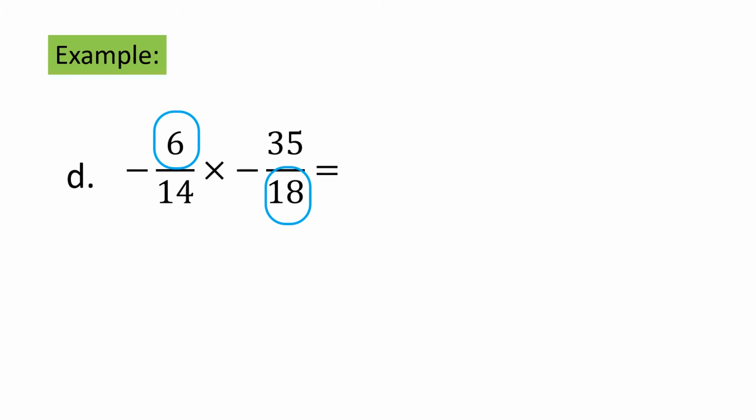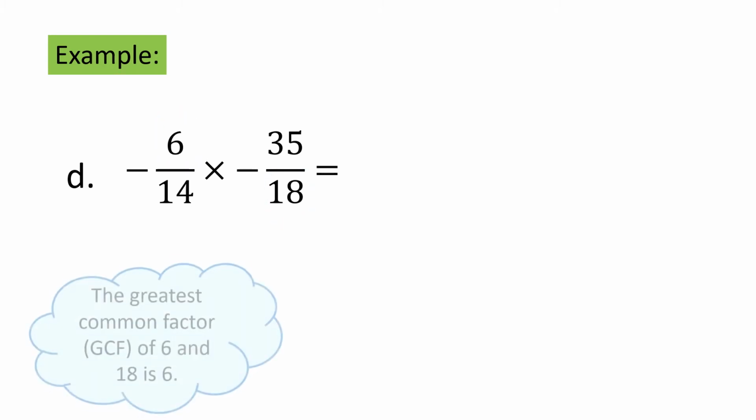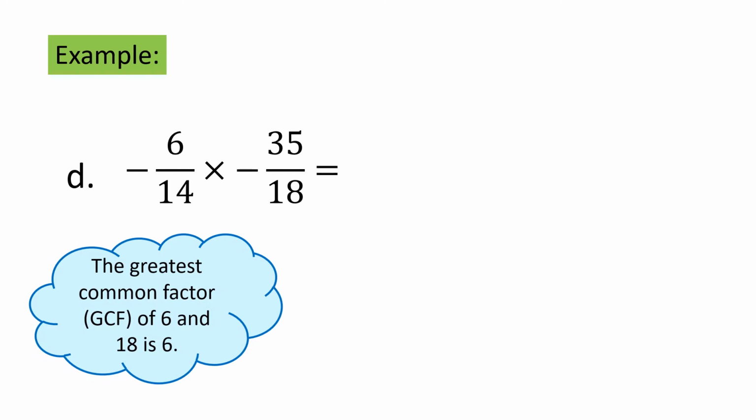Ang gagawin natin, kunin ang common factor ng 6 and 18. Ang common factor ng 6 and 18 ay 6. That is the greatest common factor or GCF. So, ang greatest common factor ay ipang-divide natin sa 6 at 18. So, 6 divided by 6, 1 na lang ang matitira. 18 divided by 6, 3 na lang ang matitira.